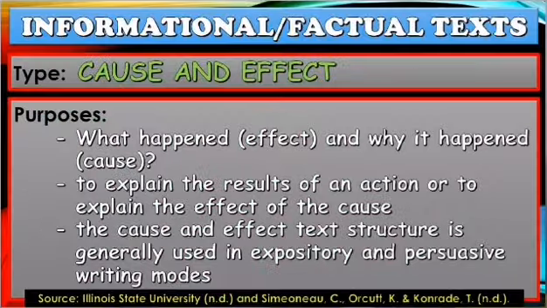Next, we have the cause and effect. The purposes: what happened, that is the effect, and why it happened, of course, that is the cause. To explain the results of an action or to explain the effect of the cause, the cause and effect text structure is generally used in the expository and persuasive writing modes.